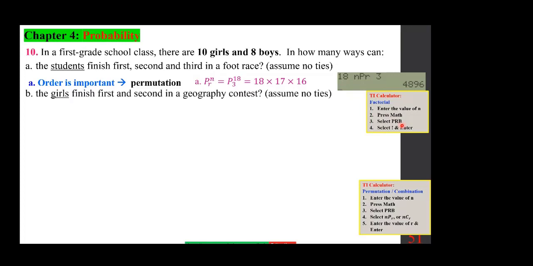Here's the next one. The girls finish first and second in a geography contest. Assume no ties. Again, what is our N? Is order important or not? Order is important because we want the first and second. And because we are looking at girls and girls only, N would be 10. So N is 10, and we want the first and second. So 2 places.